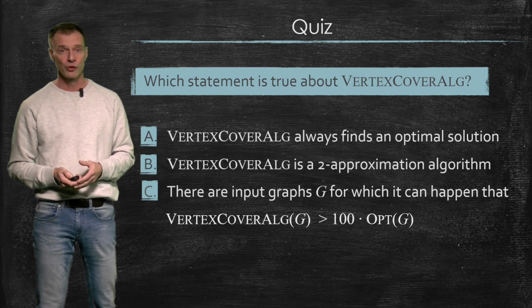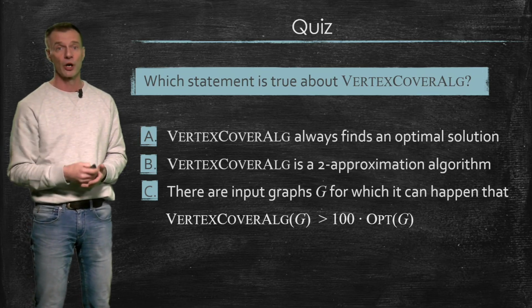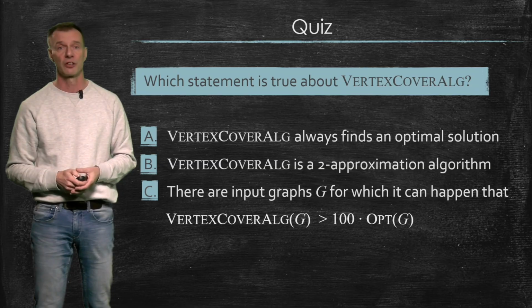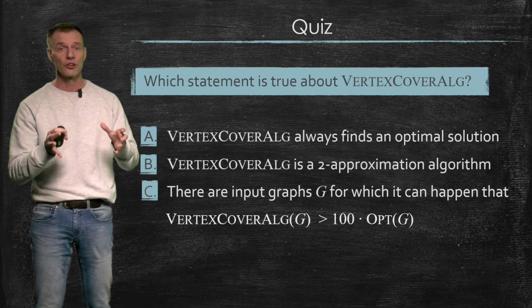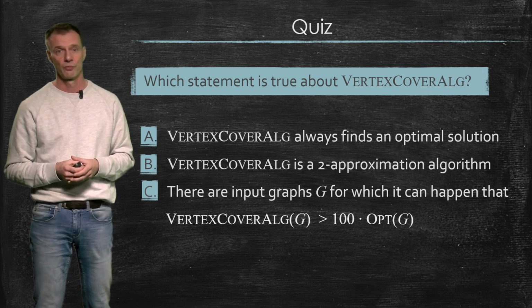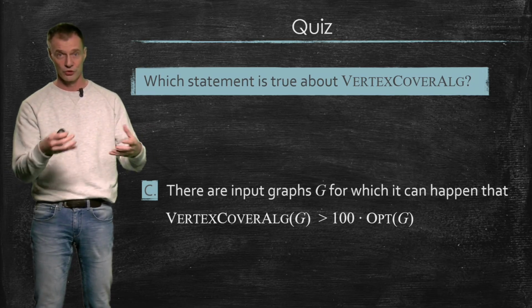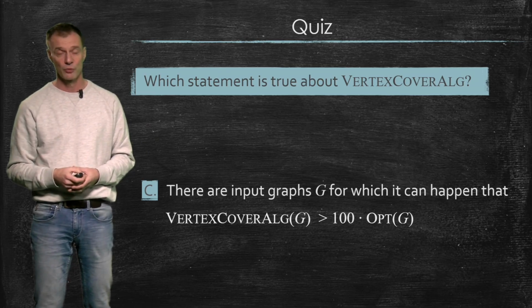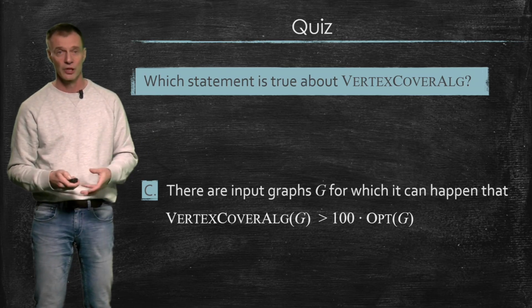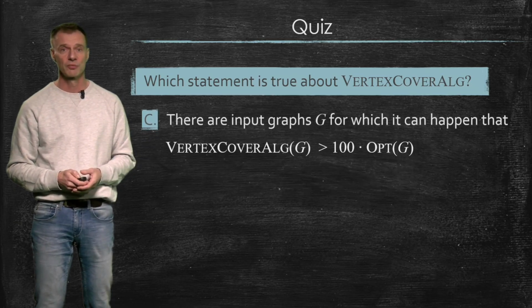Hopefully you immediately realize that A cannot be true. This was an NP-hard problem, so we cannot expect to get an algorithm that is always optimal. And what turns out to be the case is that this is really not a good approximation algorithm. The size of the cover that we can compute on certain graphs could be more than 100 times the optimal. Let's look at an example or an explanation of why this is the case.